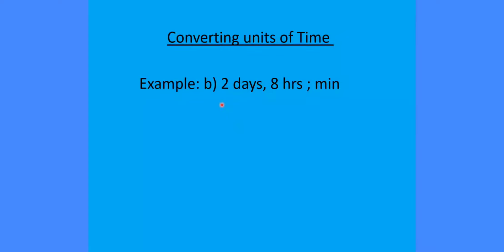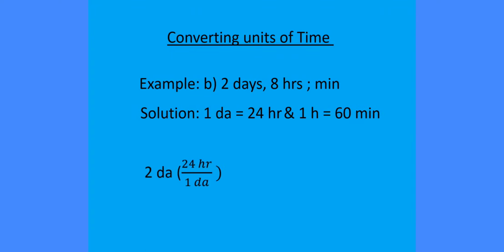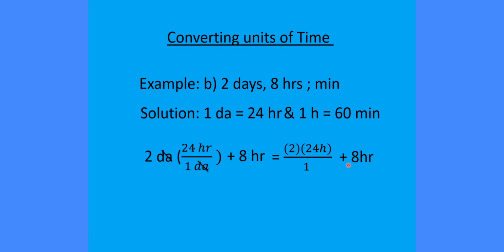Example B. 2 days and 8 hours will be converted into minutes. Solution. 1 day is 24 hours. Then 1 hour is 60 minutes. So we need to convert first days to hour. So the given value, which is 2 days, will be multiplied by the ratio 24 hours over 1 day. Then plus 8 hours. Then the unit days will be cancelled out. Then we will multiply 2 and 24, then plus 8 hours, then over 1. Then copy the remaining unit, which is hour. Then the result is 56 hours.